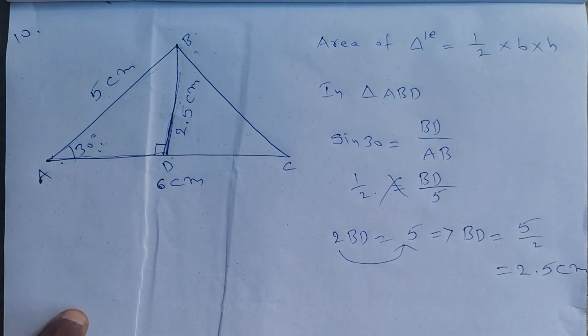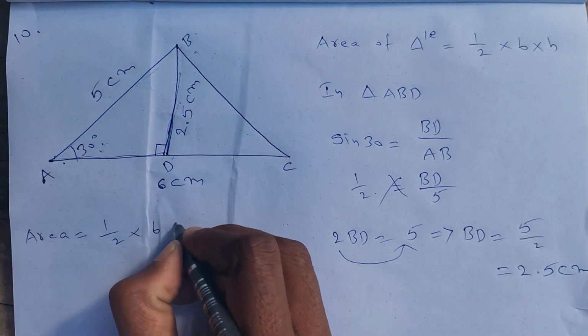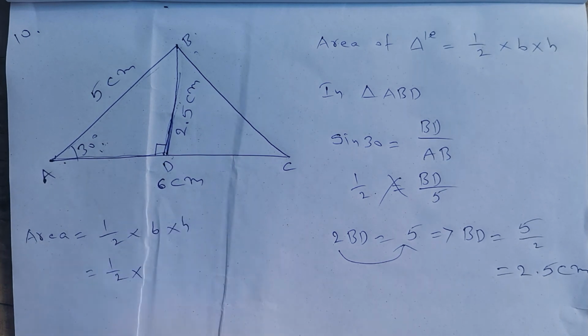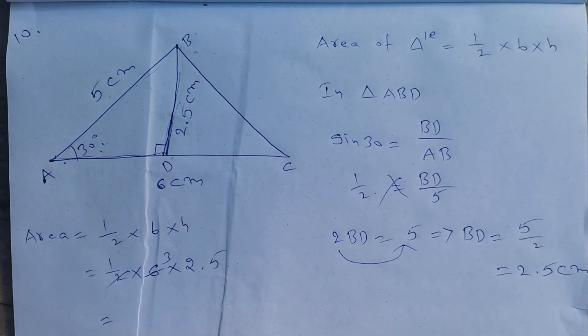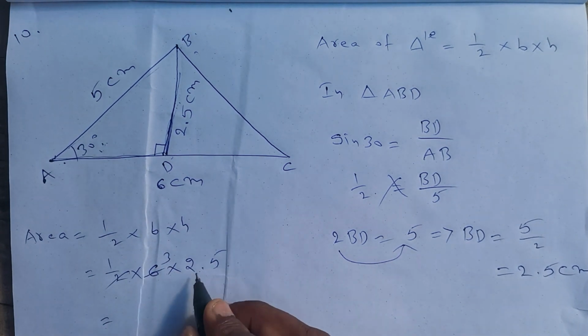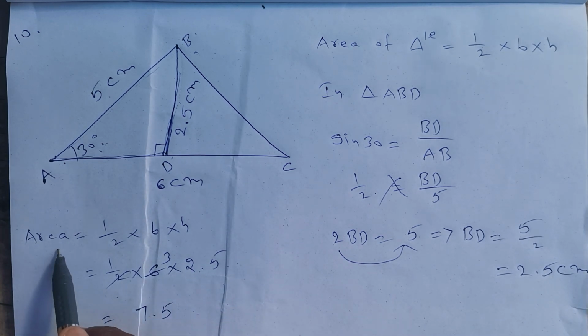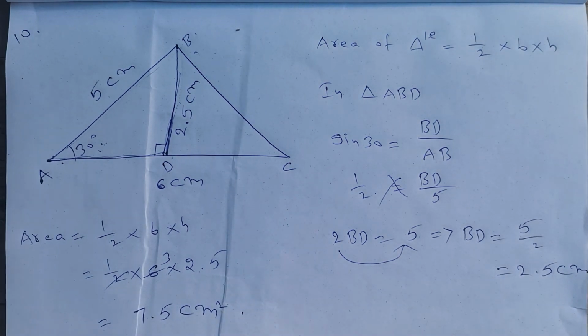So let us substitute in our formula. Area is equal to half into base into height is equal to half into base 6 into height, we got it as 2.5. So 2 ones are 2, 2 threes are 6, which is 3 into 2.5. 25 threes are 75. So 7.5. And we are finding area. All the measurements are in centimeters. So this will become centimeter square. So the area of the given triangle is 7.5 centimeter square.